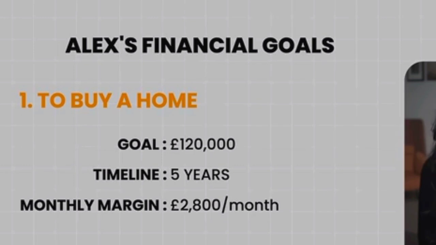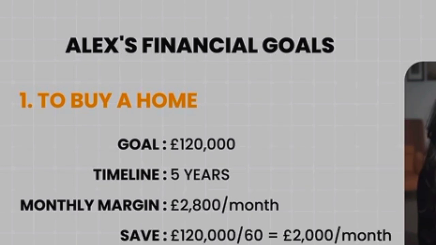So to save $120,000 in 5 years, she needs to save $120,000 divided by 60 months, $2,000 per month. With a current margin of $2,800 per month, Alice can comfortably allocate $2,000 towards her down payment goal. This leaves her with an additional $800 a month for spending, holidays, any other goals or expenses that she has outside of her fixed living expenses.